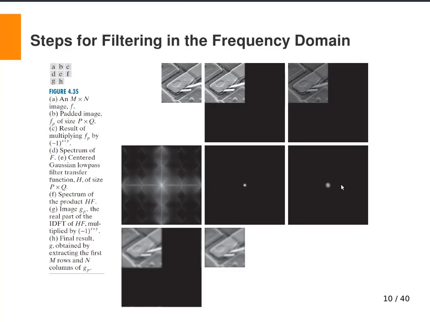Here we only show the spectrum of the product. Now the next step is to calculate the inverse discrete Fourier transform of the image, and then take the real part of it out and then multiply it again by -1 to the power x plus y. And then finally, as you can see, the filtered image appeared on the top left corner of this image. So what we do is basically we extract a rectangle of the same m by n, and that is going to be the filtered image.